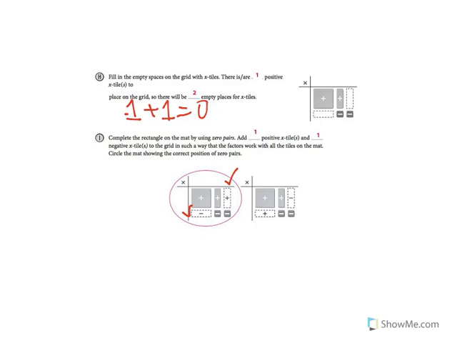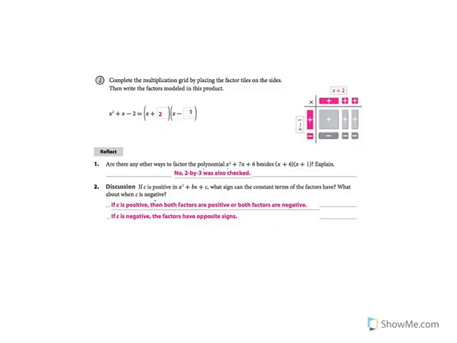Add 1 positive x tile and 1 negative x tile to the grid in such a way that the factors work with all the tiles on the mat. Circle the mat showing the correct position of a unit pair or of the 0 pair. Right, so number 9 is in there, so complete the multiplication grid by placing the factor tile on the side, then write the factor model in this product. So inside we have x minus 1 going across and x plus 2.